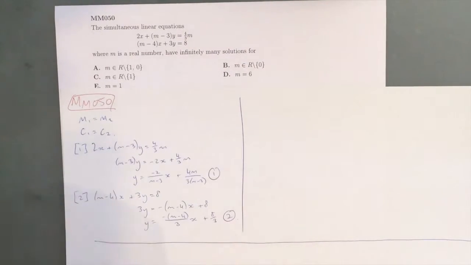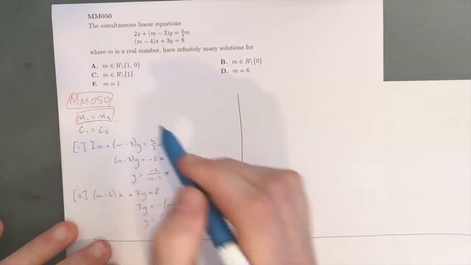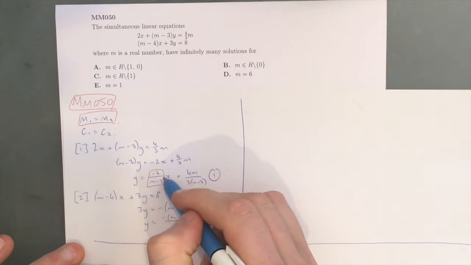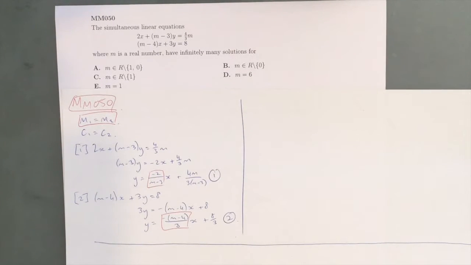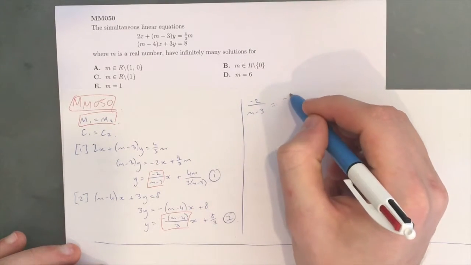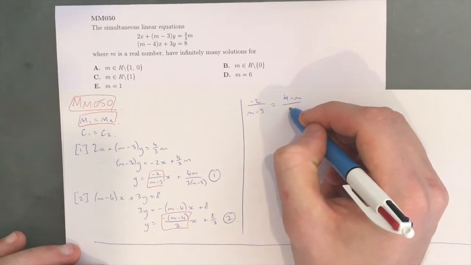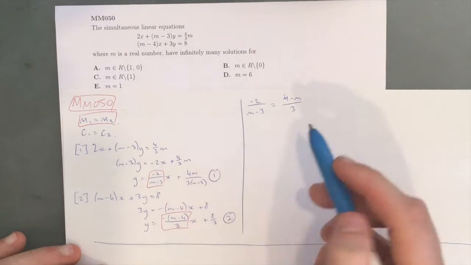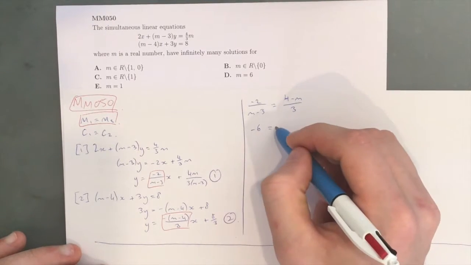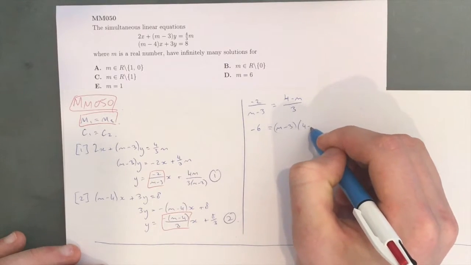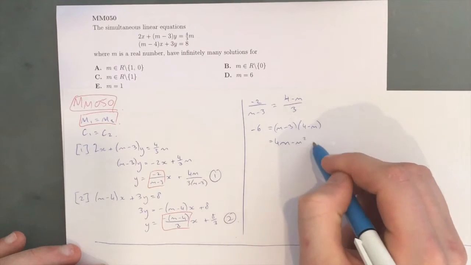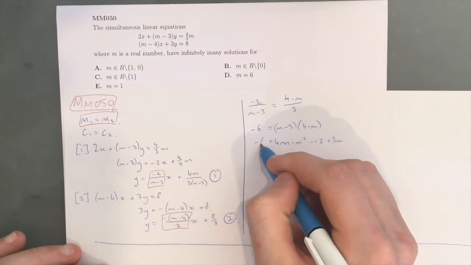So now that we've got them in that form, what we need to do is equate our gradients, because we need our gradients to be the same in order to get infinitely many solutions. Our gradients are this part here and this part here, so we make them equal each other and find what m equals. We end up getting -2 on (m - 3) equals, I'm just going to rearrange this to (4 - m) on 3. All I've done is multiply the negative in, and that ends up being 4 - m. Times the 3 across, you get -6. Times the (m - 3) across, you get (m - 3) times (4 - m), which gives 4m - m squared - 12 + 3m equals -6.